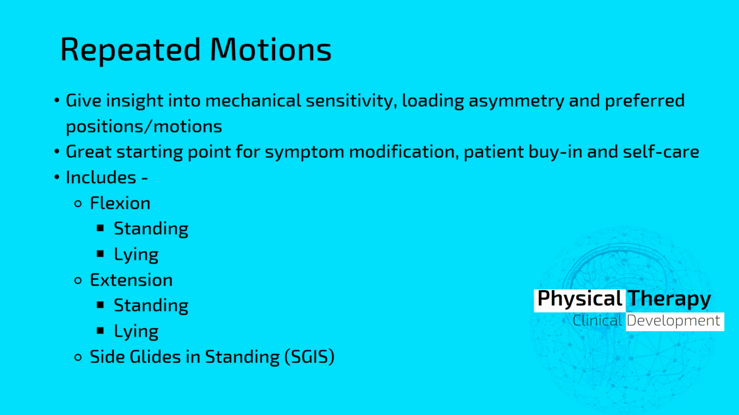Oftentimes, my question while they're doing this is, do you feel better, worse, or no different? Very simple. It's no shades of gray. They either feel better, they feel worse, or there's no change. We can also look at extension lying, in which this is your classic prone press up, and then side glides in standing. So this is going to be a frontal plane hip shift the patient performs to assess for a frontal plane loading asymmetry, or to assess if the frontal plane is compromised or causing their pain.